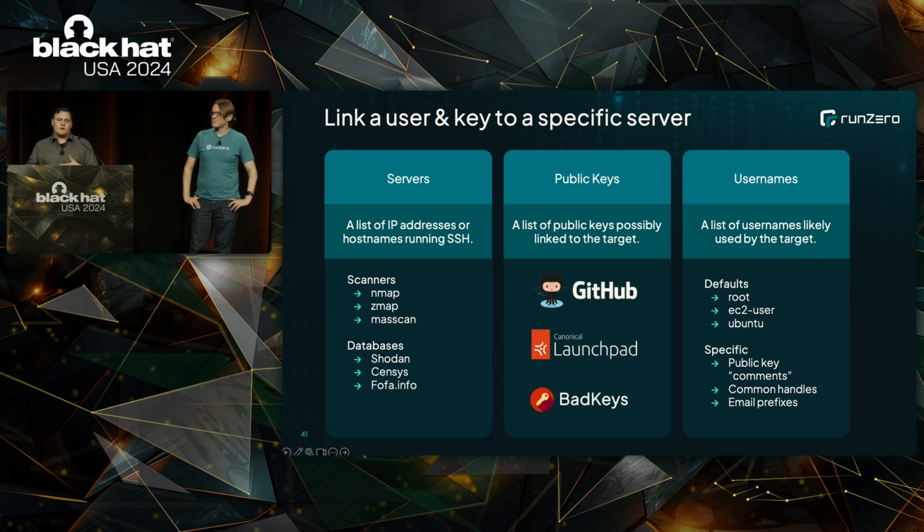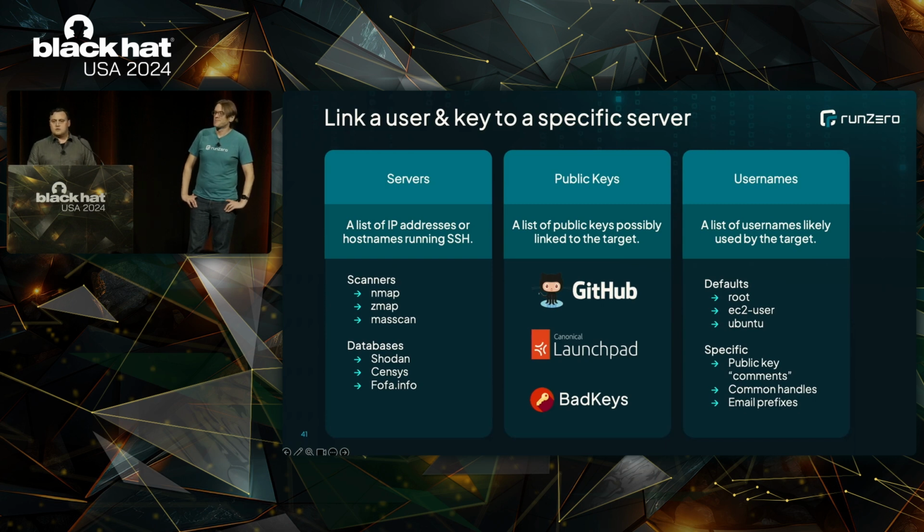So you can grind through all the GitHub stuff through BigQuery, crawl all the keys, build the database. You can pull them out of Launchpad for all the folks using the Ubuntu Launchpad platform. It's pretty easy to crawl those. And then the Bad Keys project by Hanno Böck did a great job of collecting all these compromised keys that could be used as well.